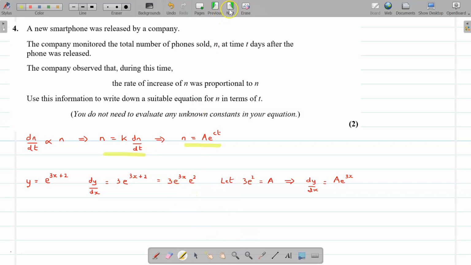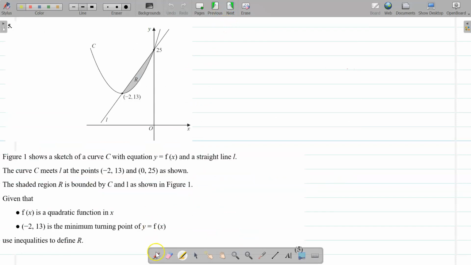Okay, next question. Okay, question 5. Now, in this question, you were given some information about this curve C and a region R that's formed between the curve and the straight line L. Okay. Now, when you look at this, first of all, you're immediately drawn into thinking it's about integrating and finding the area. But in fact, it's got nothing to do with integrating and finding the area. You've just got to use inequalities to define the region R.